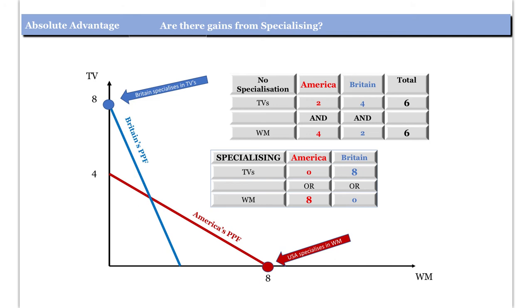So hopefully that's given you an introduction to how to use a PPF of 2 countries on one diagram, and that is the way that you need to do this for comparative advantage when you get to the next video. So hopefully that's helpful and it gives you a good starting point.